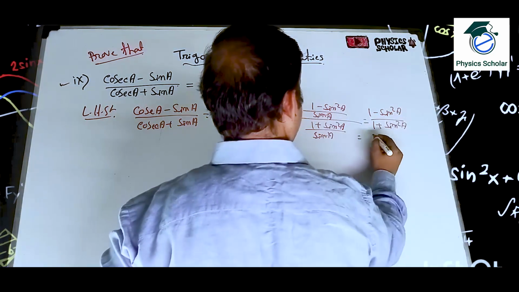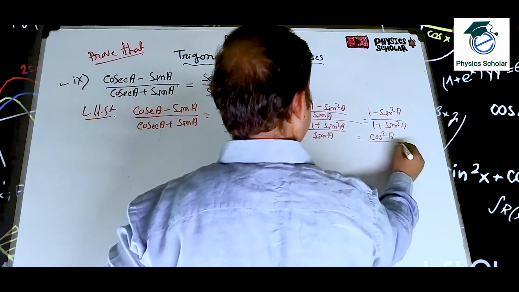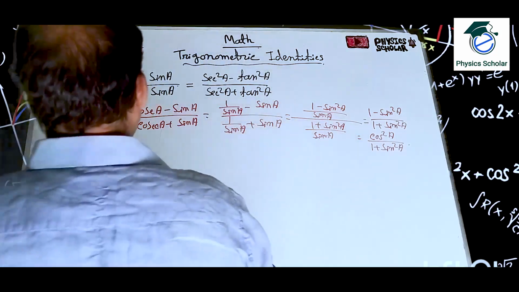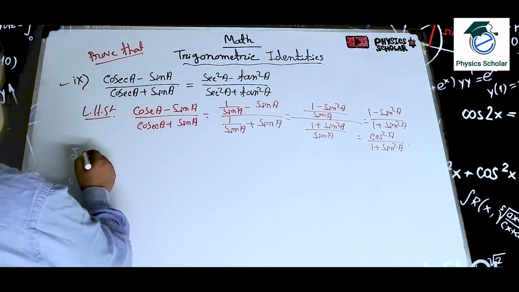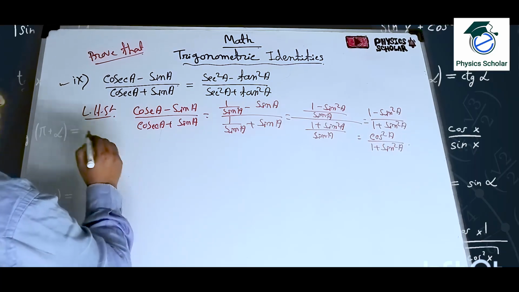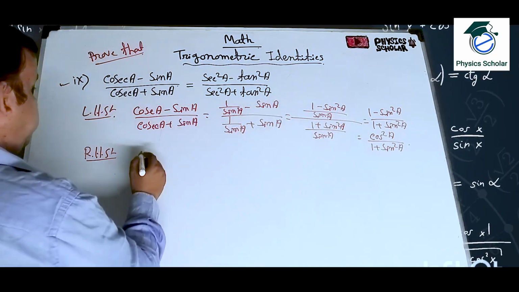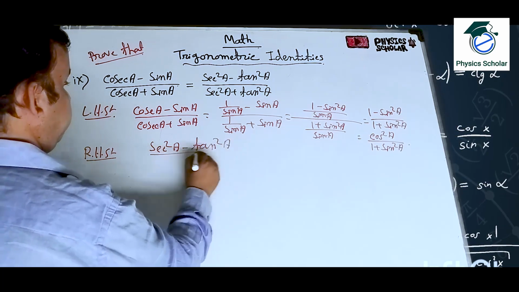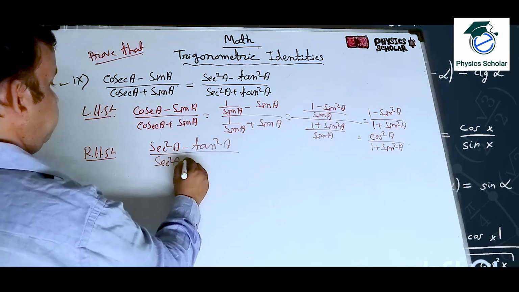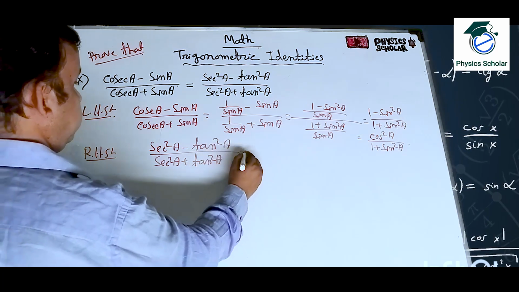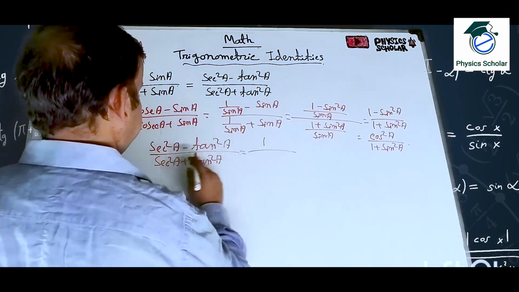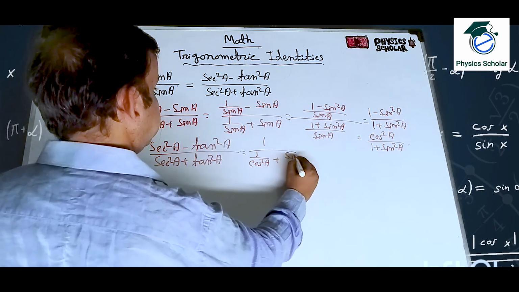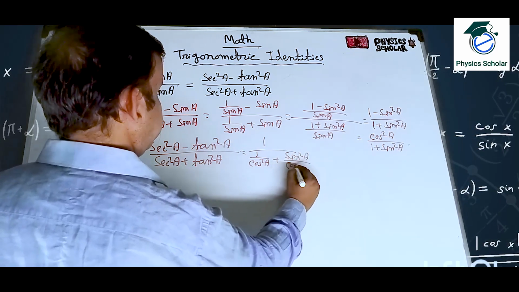1 minus sin square a means what? Cos square a divided by 1 plus sin square a. So this is equal to what? Left hand side. Okay. Now let us see what is coming as right hand side. If required, then we can change further. So sec square a minus tan square a divided by sec square a plus tan square a. What is sec square a minus tan square a? Means 1. Sec means what? 1 by cos square a, plus tan means sin square a by cos square a. That's why cos square a.